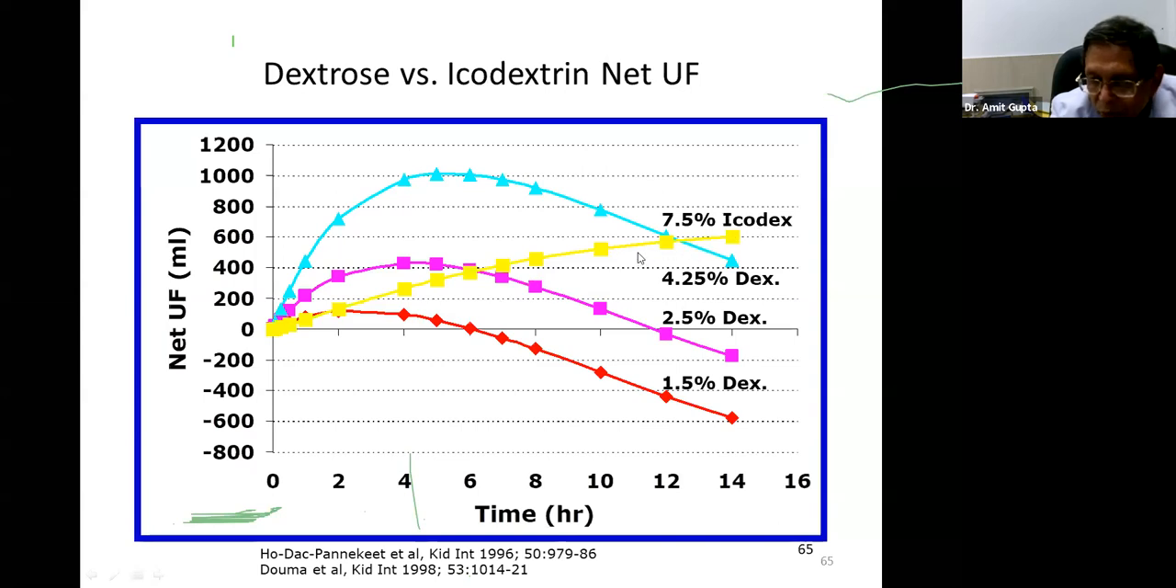So if you have to achieve good ultrafiltration with icodextrin, then you must keep it in for at least 10 to 12 hours. If you keep it less than 10 hours, then there's no point in using icodextrin. Icodextrin is expensive, and you can achieve the same amount of ultrafiltration using a 4.25% if you keep the dwell time less than 10 hours. So whenever you're using icodextrin, remember to keep the dwell time between 10 to 12 hours or more to achieve the maximum ultrafiltration, okay?